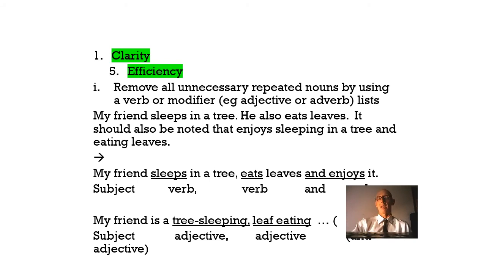Now another option is to muck about by making adjectives. My friend is a tree-sleeping, leaf-eating, whatever. So subject, adjective, comma, adjective, and adjective. You could do it with adverbs as well, adverbs being, for example, sleepily, etc. So that's another major way of getting efficiencies that academics often use.